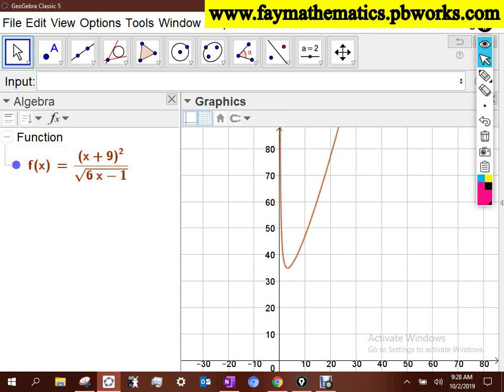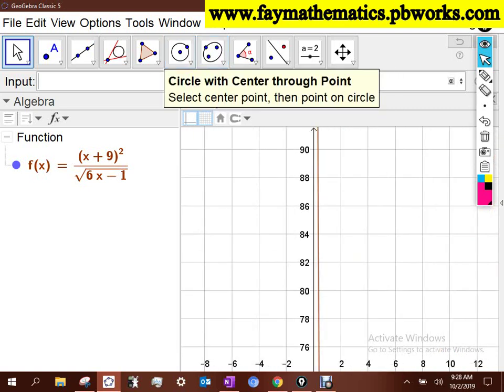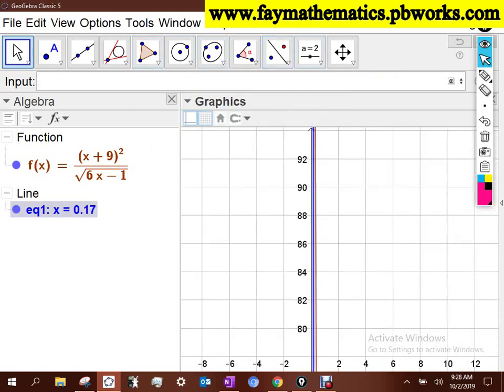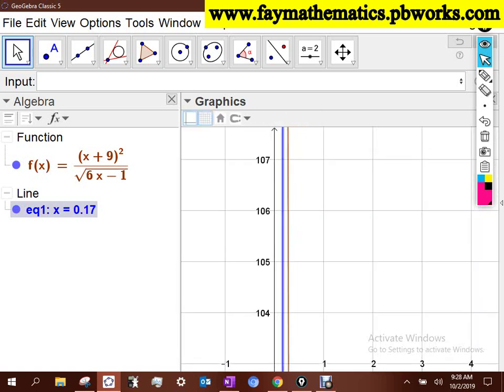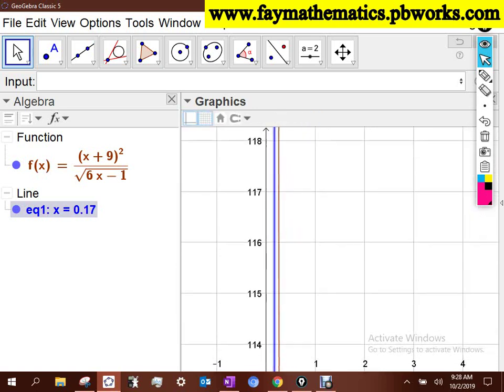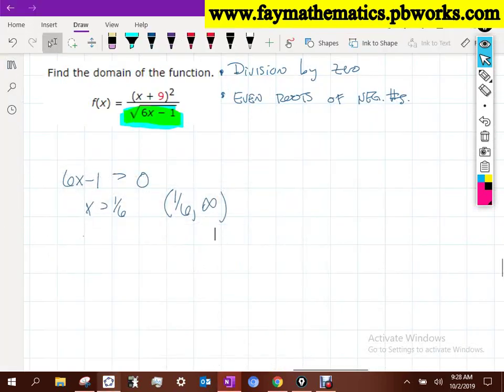Okay, so we're looking at this curve here. Oh, I froze it. We're looking at this curve here. Now, if I look at this, 1/6, I've put the line x equals 1/6 in here, that blue line. That brown curve, or whatever color it is, will never get to the left of that blue line. Does that make sense to everybody? And that's exactly what this domain here is telling us. Questions on that?